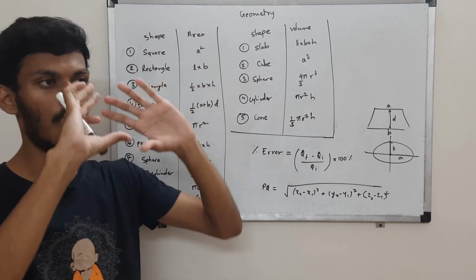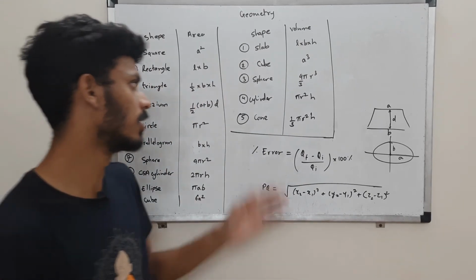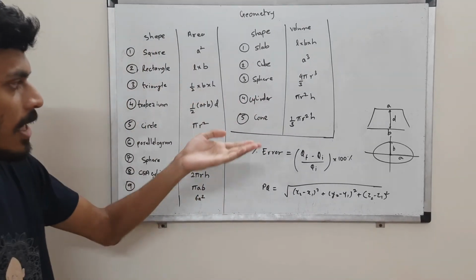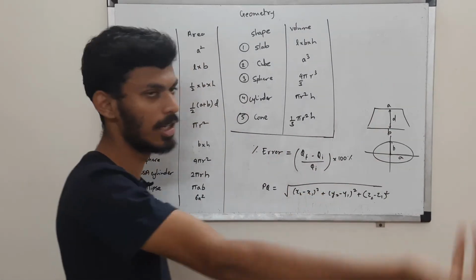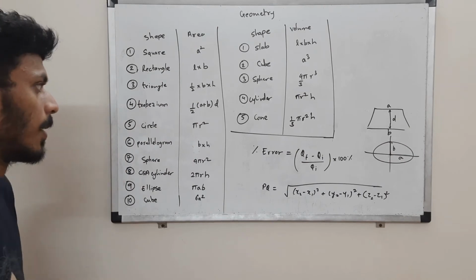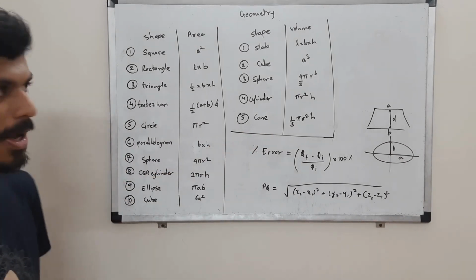That will be the volume of that cylinder, pi r square times h. Cone is 1/3 of your cylinder, so 1/3 pi r square h, of the same radius and height. So cone is 1/3 pi r square h.